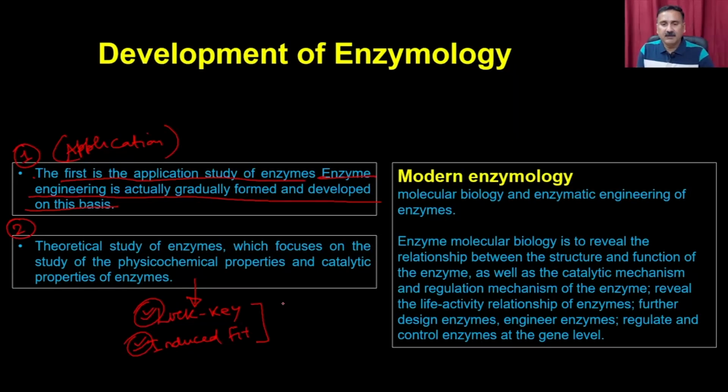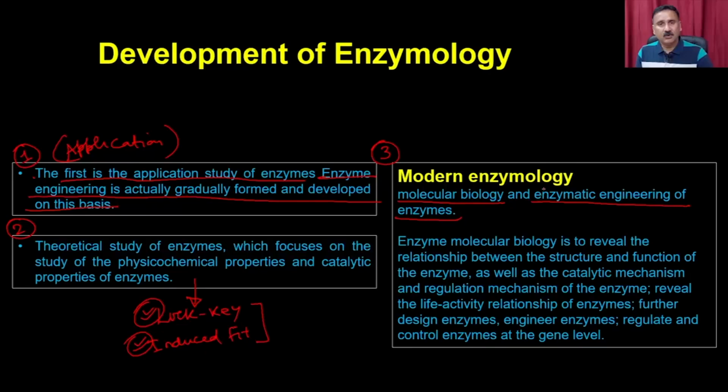And then the third phase is modern enzymology. In modern enzymology, people have started utilizing molecular biology tools and enzyme engineering of different types of enzymes, which means they were trying to do site-directed mutagenesis, they were trying to do directed evolution and all those kinds of approaches. They were trying to utilize bioinformatics, artificial intelligence, and all those kinds of things in modern enzymology, and that's how modern enzymology is utilizing different tools.